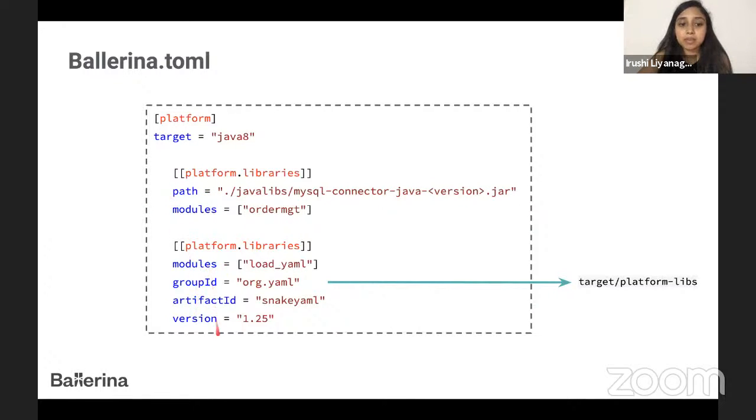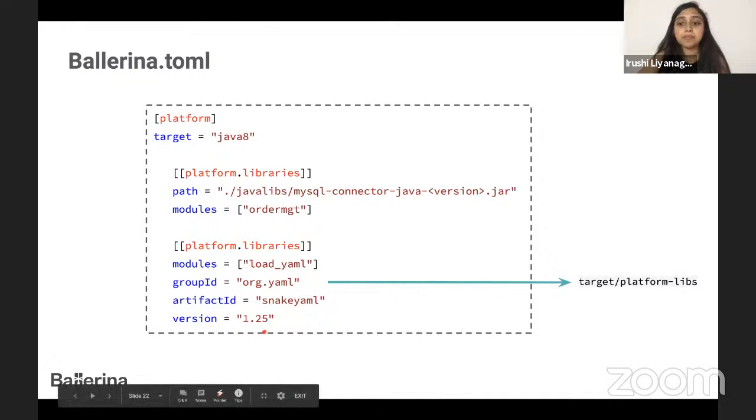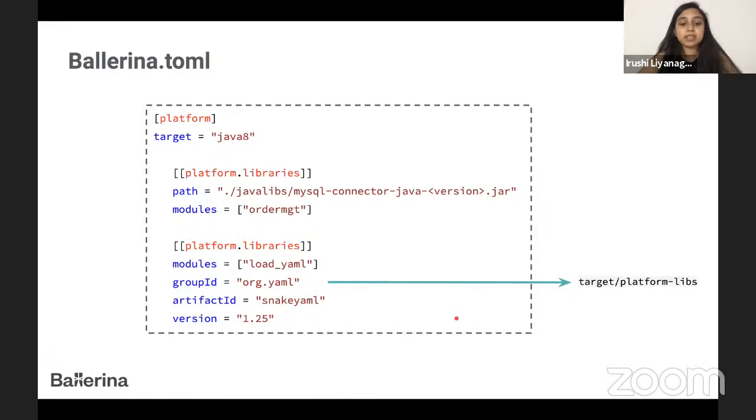And if it's a Maven dependency, you can specify it like this using the group ID, artifact ID, and the version. And if you specify a Maven dependency, then like I showed you before, the Maven dependency and its transitive dependencies will be resolved by the tool, and the same happens during the build commands and the run commands as well.